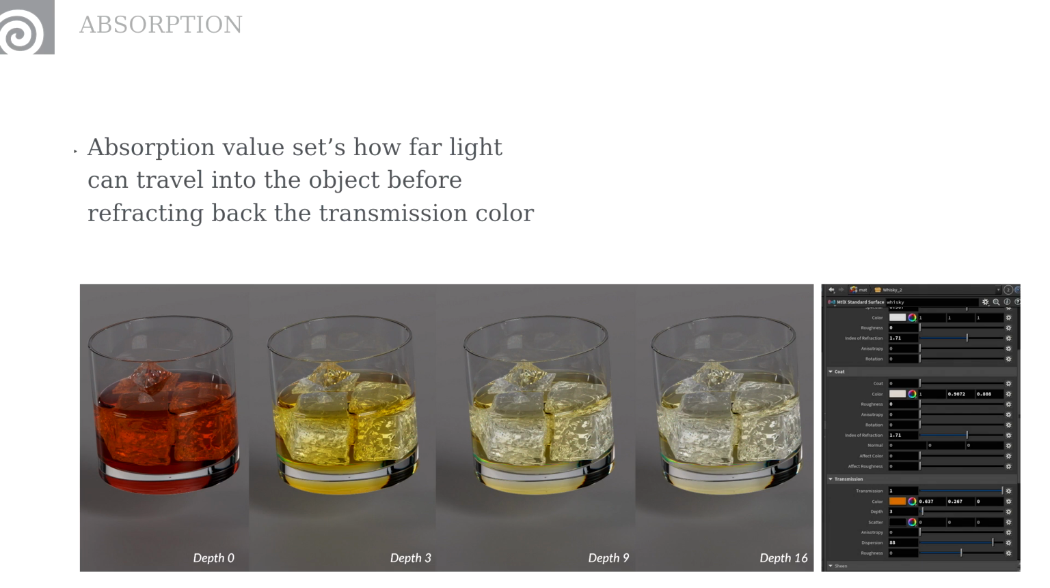You can control how far light can pass through something like a liquid before it starts refracting back the transmission color. So you can see here I have transmission color set up. You can see the different values. This was not working with XPU before, so essentially you just had to put a color there and try to make something look nice.